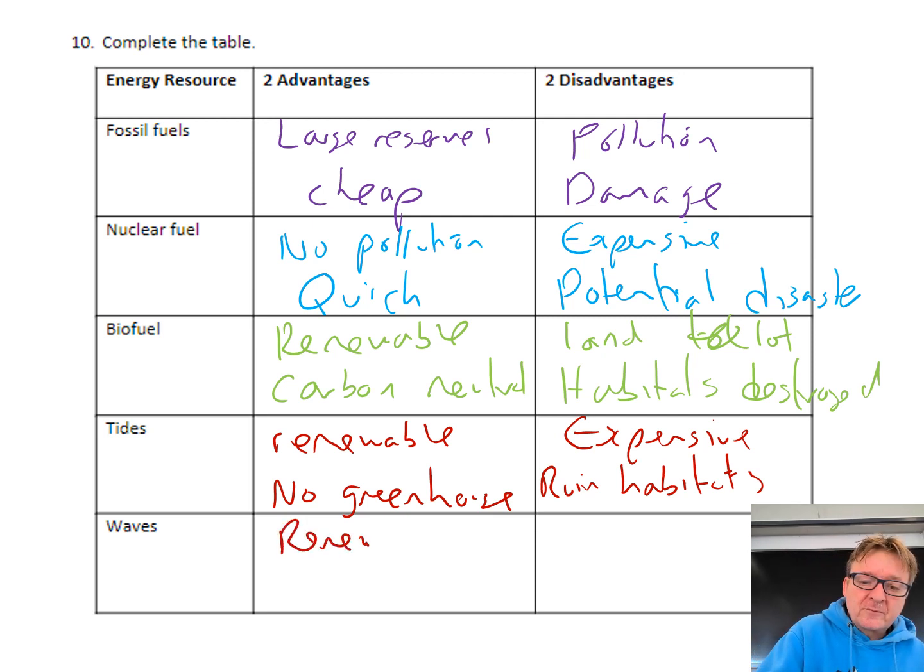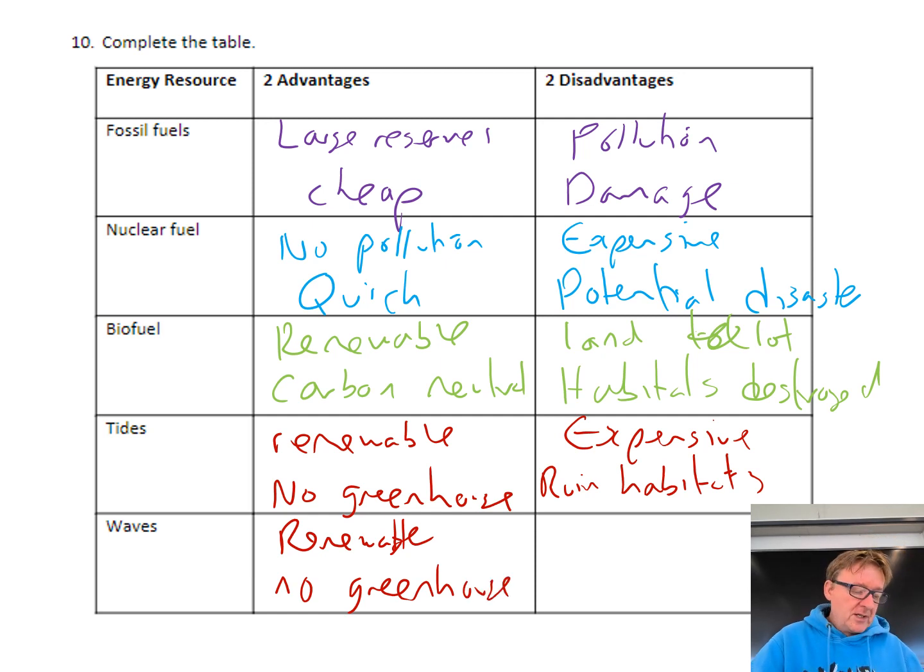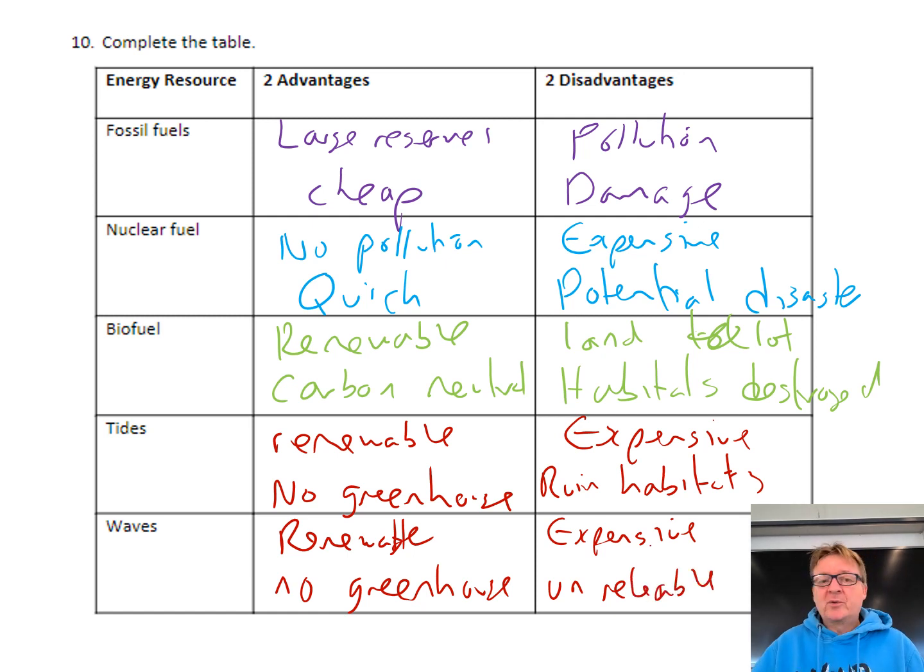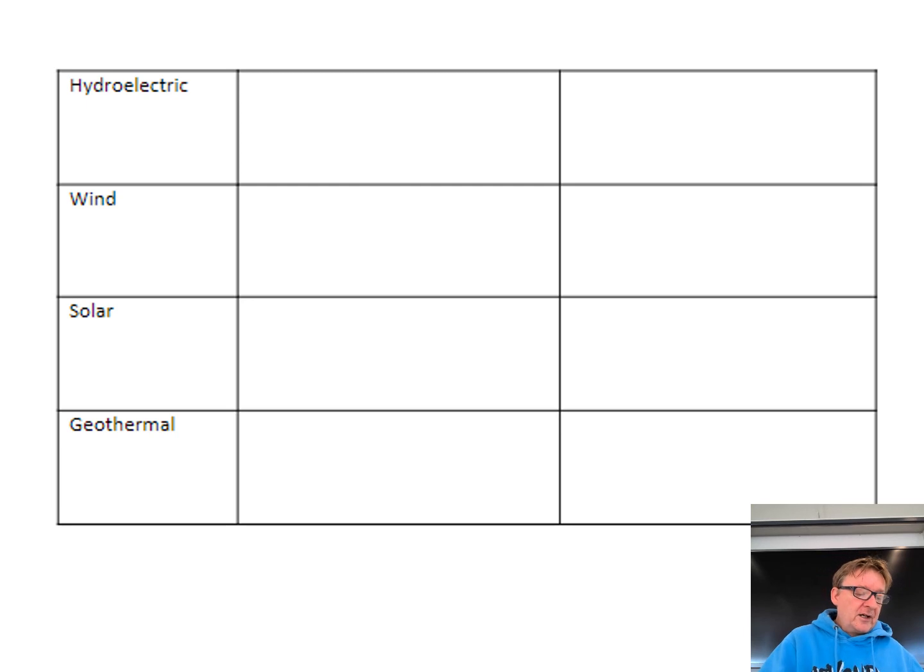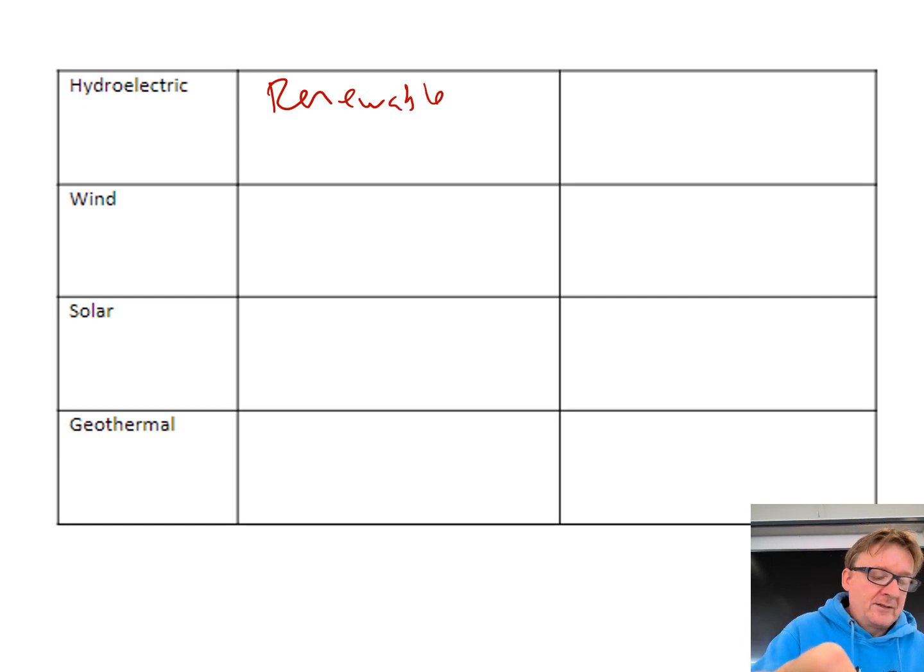Waves: renewable, no greenhouse gases produced. Disadvantages: expensive, and it is also unreliable. You might get big waves, you might get small waves. Hydroelectric, what I'll normally do is call that HEP, which is hydroelectric power. I'm then just going to write down here renewable and no pollution.